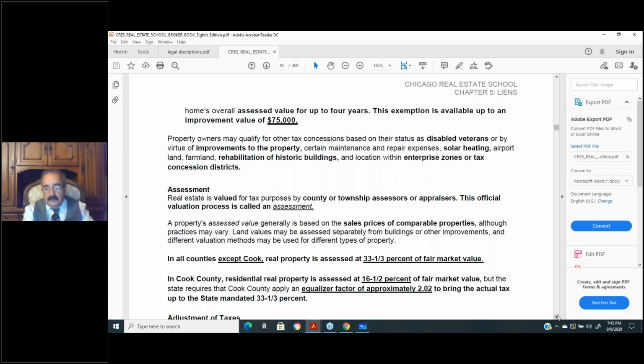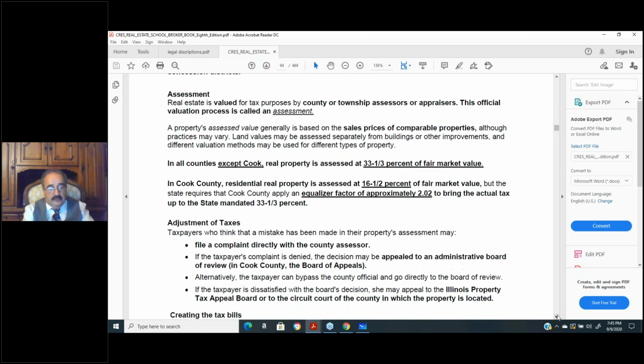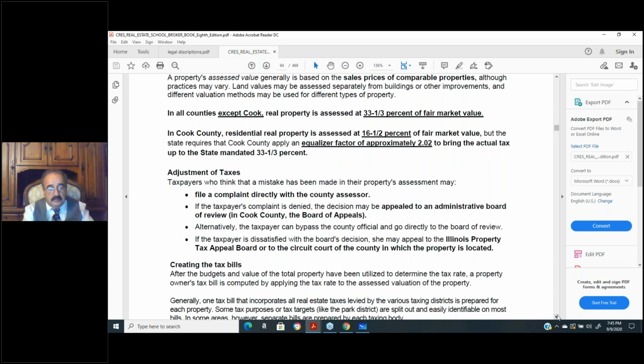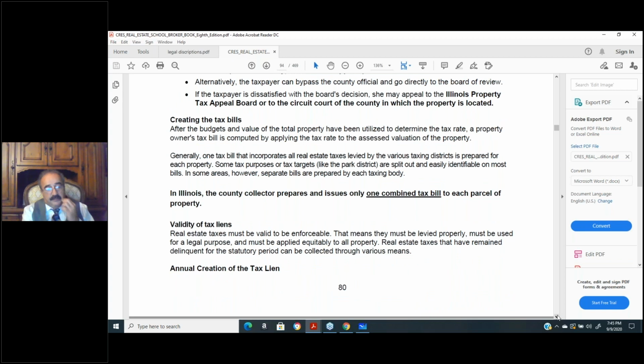Let me go to the bottom of page 80. Validity of tax liens. Highlight, put an X by that. Real estate taxes must be valid to be enforceable. That means they must be levied properly, must be used for legal purpose, must be applied equitably to all property. Any taxes that remain delinquent can be collected through various means, which I'm going to explain in a few moments.